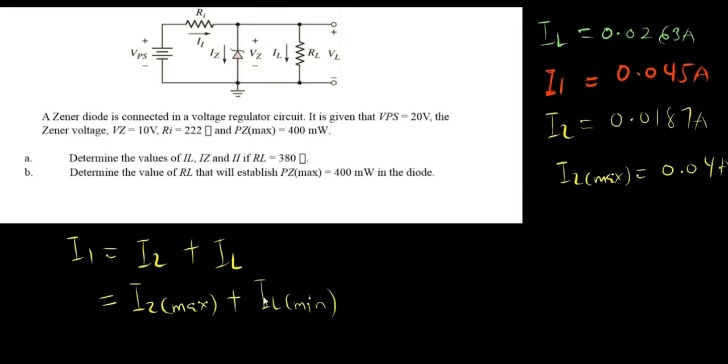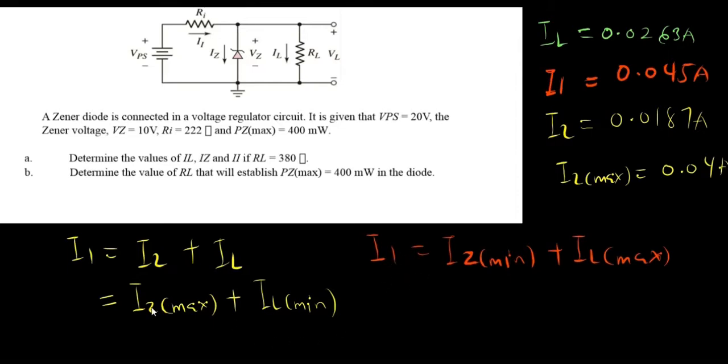This is because the input current value doesn't change. When this one is high, this one must be small, so that when they add up we get the same value. That's what this means. Also, the second equation is that I input equals IZ minimum plus IL maximum. So this also means that when the current in the Zener diode reduces, the current in the load will increase, so that they all sum up to give the I input here.